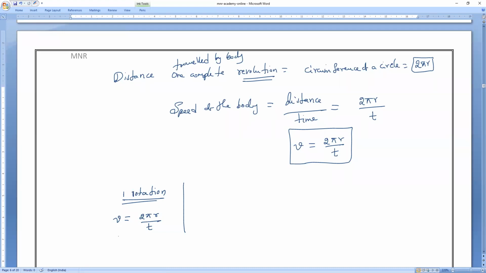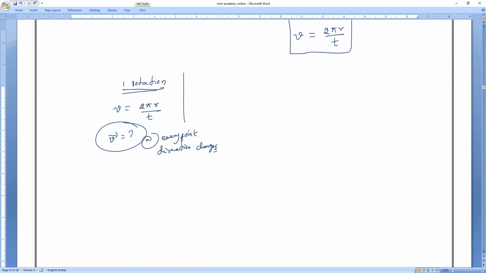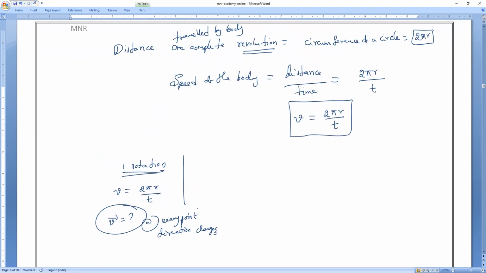Now, as we know, speed only we can find. Is it possible to find the velocity? I want to know. No, because at every point, what will happen? Direction changes. Is it okay, guys? Sir, but speed is a scalar quantity, so there will be no direction, sir.